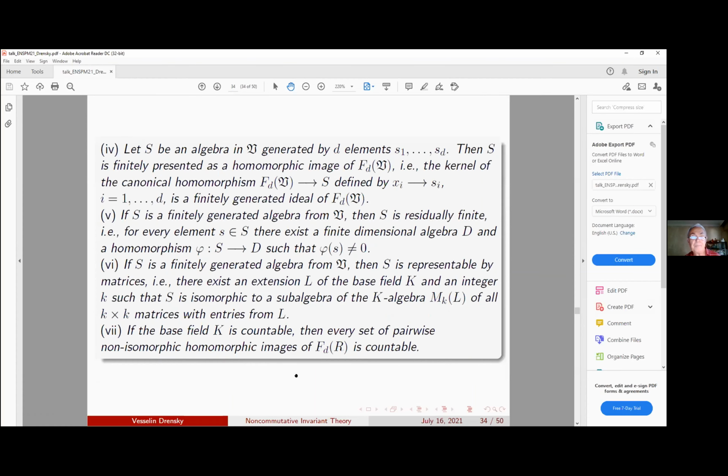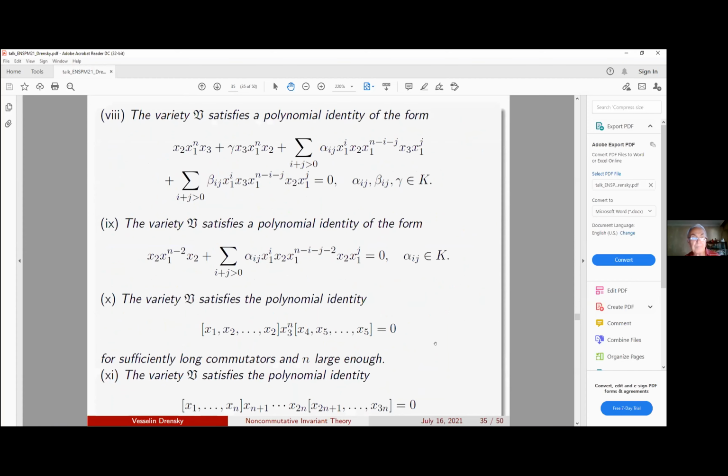Then you have, there are many cases consisting of explicit polynomial identities, even something about when the field is countable, what happens with the homomorphic images of this algebra, some explicit identities which hold for this algebra. By the way, this identity in three variables we shall state it later.